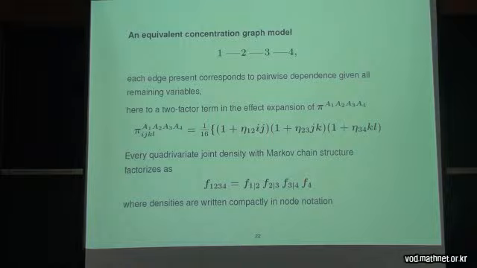So the general factorization when you see a Markov chain is written in terms of densities, where I always use a very condensed description in terms of nodes. You have a joint density of four variables, 1, 2, 3, 4. 1 depends only on 2, 2 only on 3, 3 only on 4, and there is a final marginal density for 4. So if we go beyond these special binary variables, that is what we would see for a Markov chain.